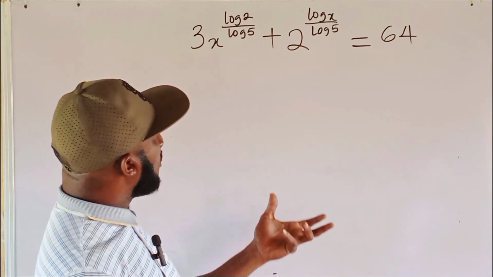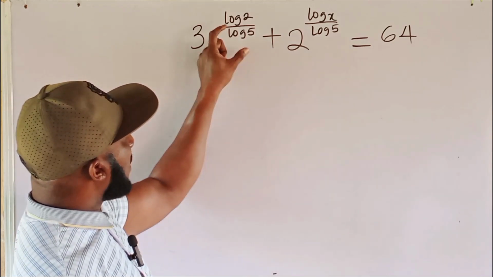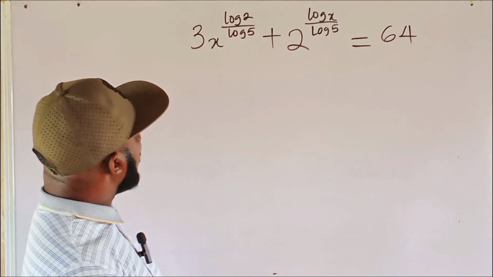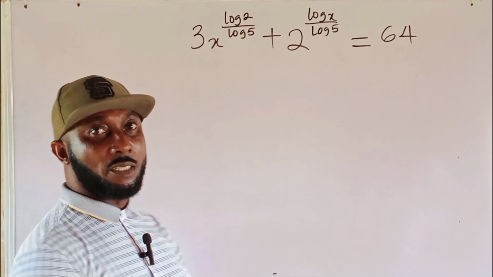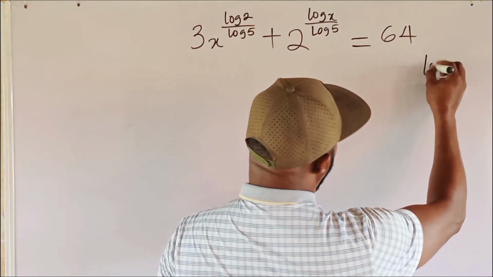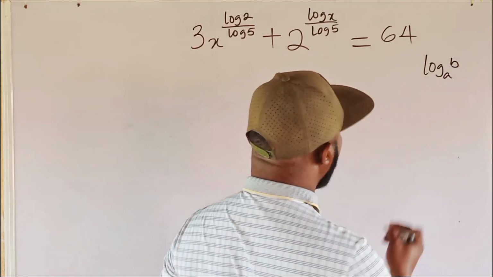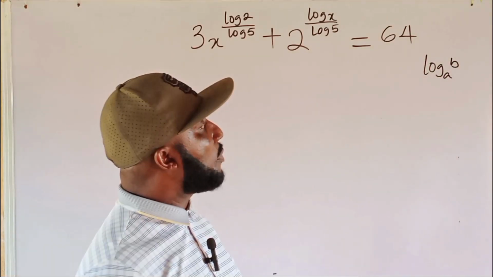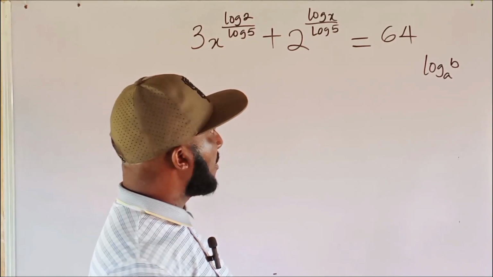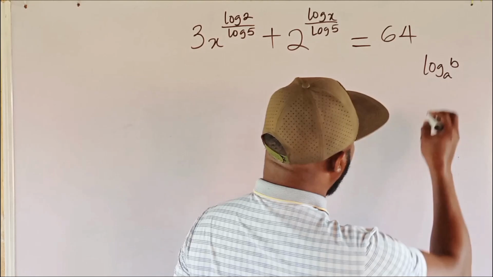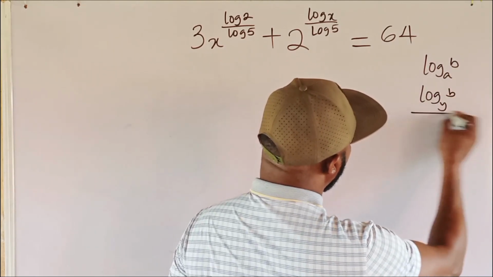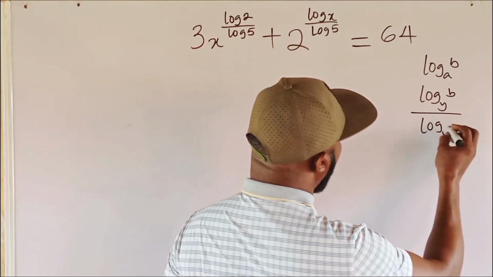The reason why this problem is dreadful is because of the fact that we have logarithms in their exponents. And we can actually simplify that by using the change of base property. So if we have log to the base of a of the argument b, I can decide to change the base of this log to any base of my choosing. If I change it to the base of y, we are going to be having log to the base of y of the argument b upon log to the base of y of the argument a.